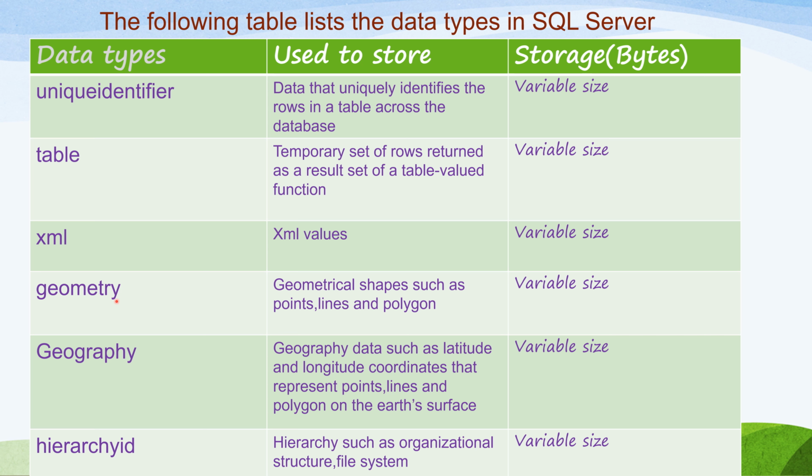This one is the geometry data type, used to store geometrical shapes such as points, lines, and polygons, and its storage is variable size. This one is the geography data type, used for latitude and longitude coordinates that represent points, lines, and polygons on the earth's surface, and its storage is variable size. And the last one is hierarchyid, used for hierarchies such as organizational structure and file system, and its storage is variable size.